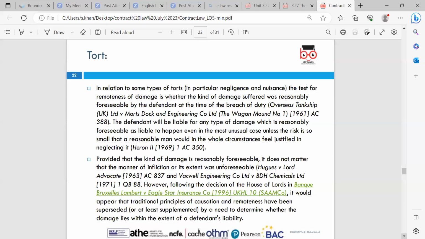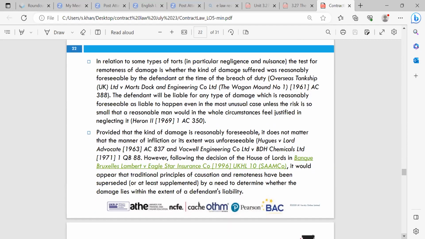The defendant will be liable for any type of damage which is reasonably foreseeable as liable to happen, even in the most unusual circumstances, unless the risk is so small that a reasonable man would in the whole circumstances feel justified in neglecting it, as in The Heron II, 1969. Providing that kind of damage is reasonably foreseeable, it does not matter that the manner of the infliction or its extent was unforeseeable, as in the cases of Hughes v Lord Advocate 1963, and Vacwell Engineering Company v BDH Chemicals Limited 1971.